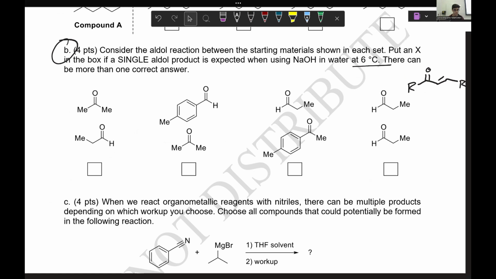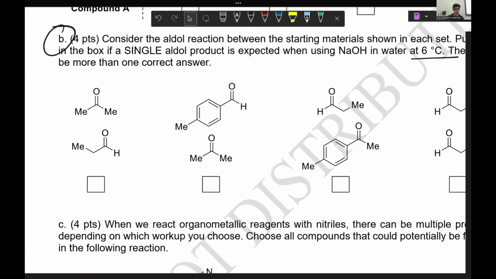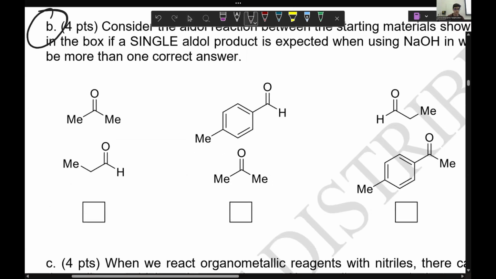Number two from the left, then number four for the one on the far right. Okay, sounds good. So why do you say number two, this one? That one doesn't have any alpha protons because it's just an aldehyde.